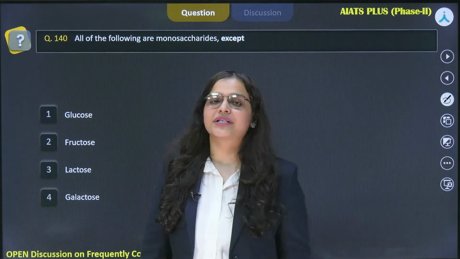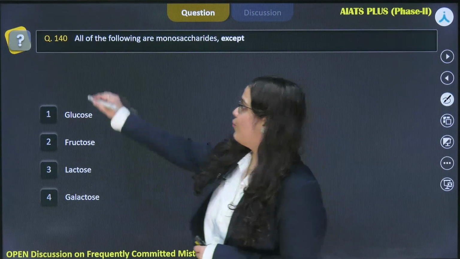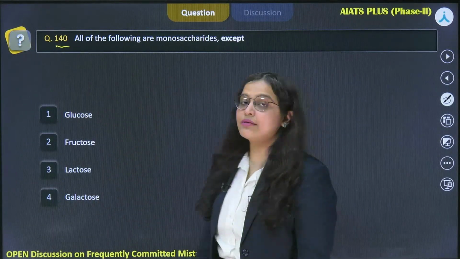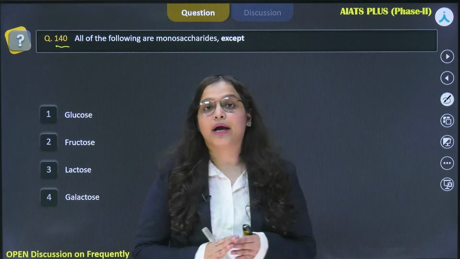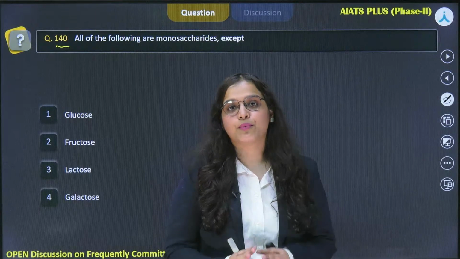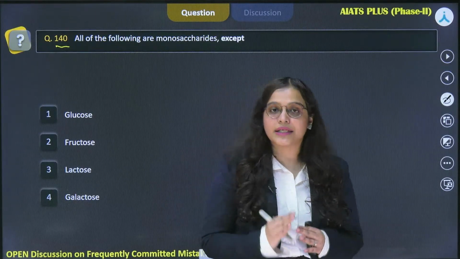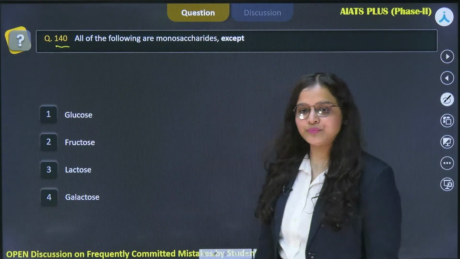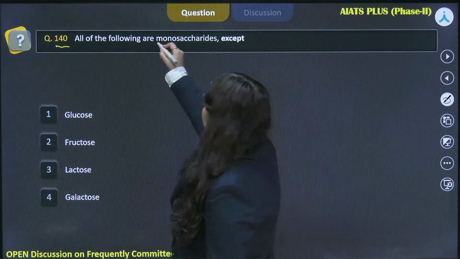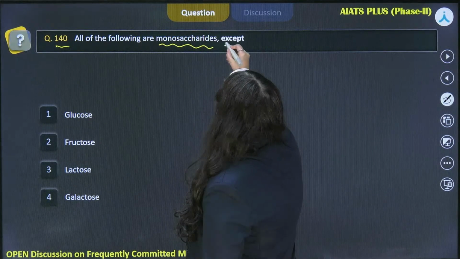So, the first question that we have today is question 140. As I can read, it pertains to the chapter of biomolecules. As I mentioned already, this is one of the most important chapters when it comes to NEET preparation. Okay, so the question states, all of the following are monosaccharides except.